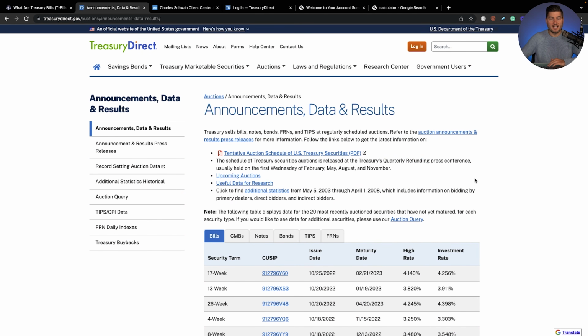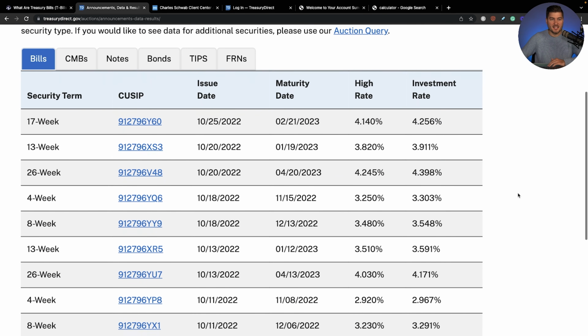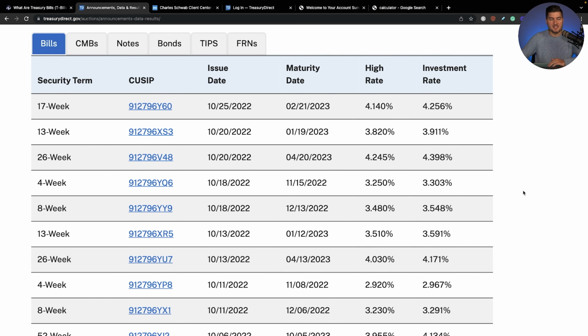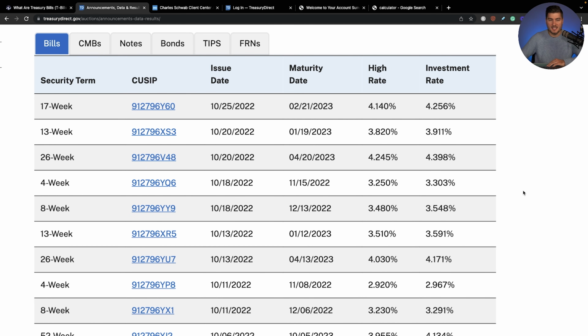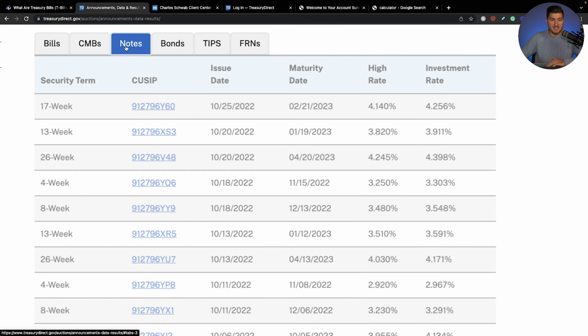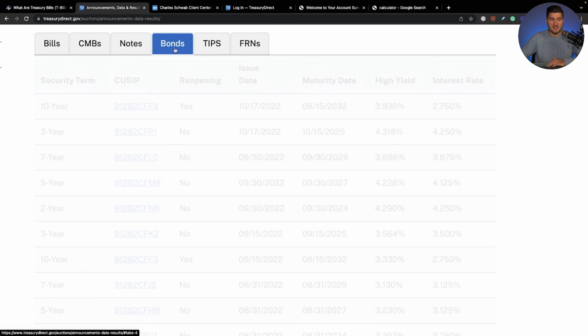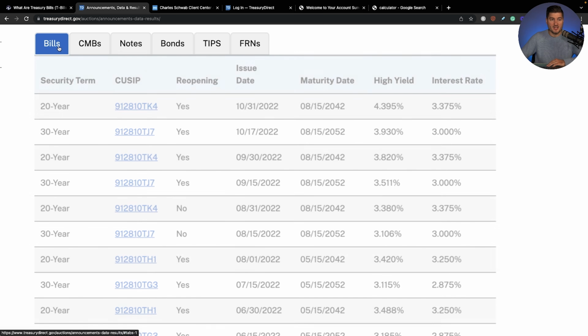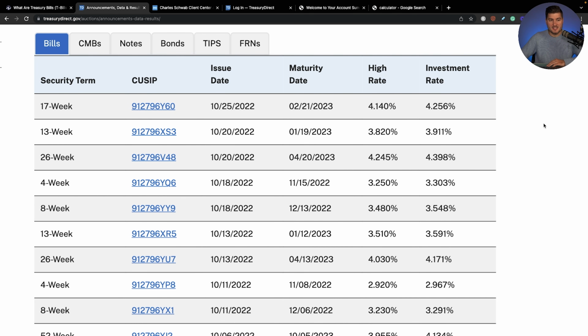So this is treasurydirect.gov. It's an okay website. The process is kind of antiquated for buying, but it's very simple. Some people love it, some people hate it. I personally am indifferent. These tabs show you the term, meaning the length of the duration of whatever you're looking at. So you have bills, CMBs, notes, bonds, TIPS, FRNs, a bunch of stuff here. We're going to be focusing on bills in this video. Remember, bills are less than a year, notes are basically 2 to 10 years, and bonds are 20 to 30 years. So we're focusing on T-bills.